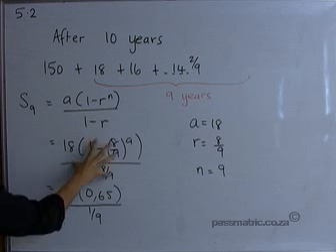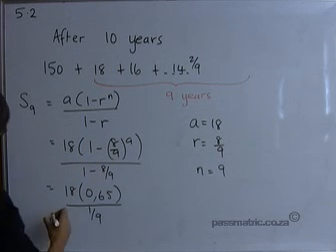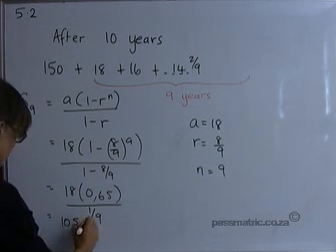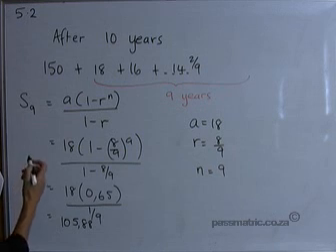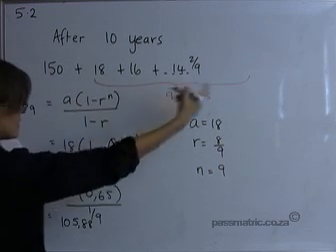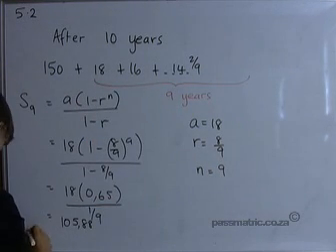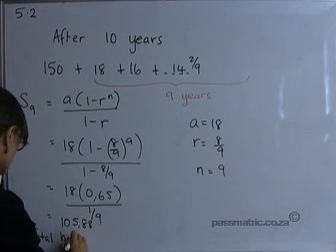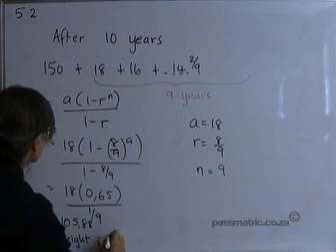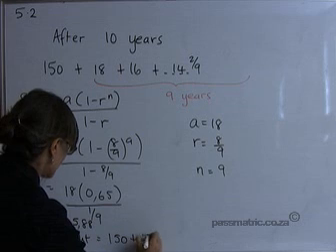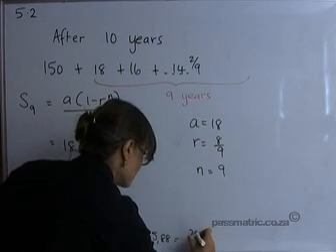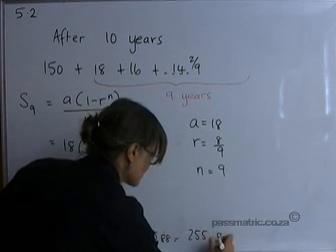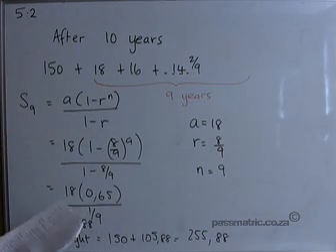You should be able to plug all of this in your calculator and land up with an answer of 105.88. But that doesn't give us the total height of the tree. It gives us the tree's height, which is growing between 18 and for the next 9 years. So the total height is going to be 150 plus 105.88, and that'll give us a tree height of 255.88, and we're working here in centimeters.